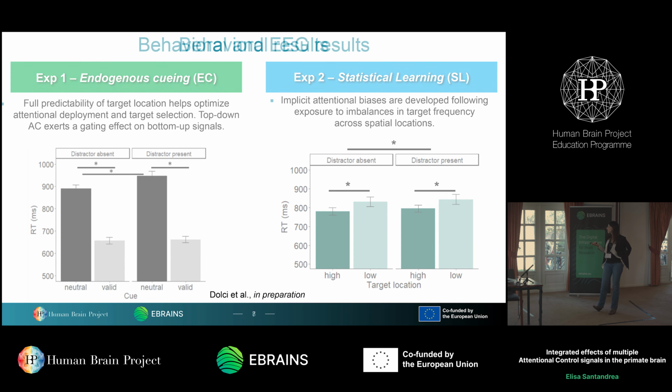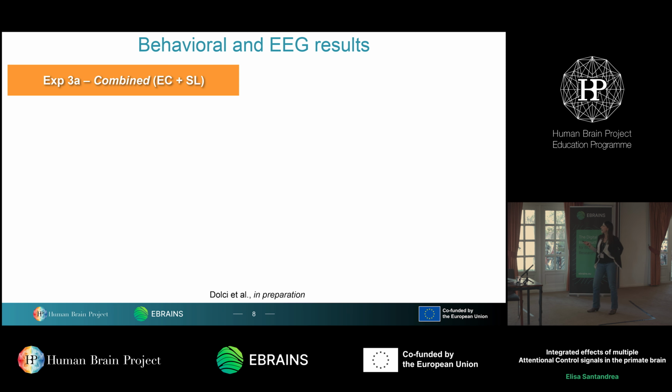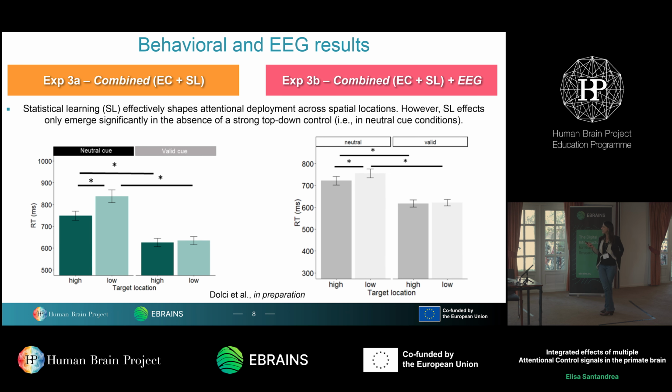We then performed a combined experiment using both the endogenous cueing manipulation and the statistical learning manipulation. And the results are these ones. Basically, the main result is the interaction between the two signals. What we see here is that we again find the effect of validity. So when the cue is valid, it helps target selection. And also, we found the general effect of statistical learning.